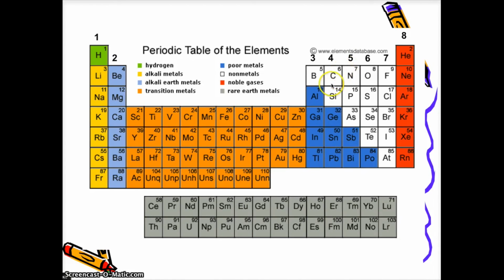So those are the basics, and we are going to work on different types of practice that you can do, and also a little bit more on ionic bonds as well as covalent bonds in our next lesson.